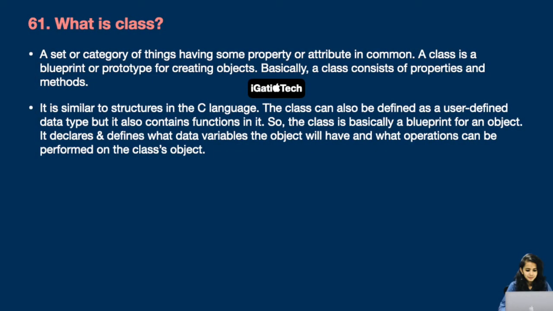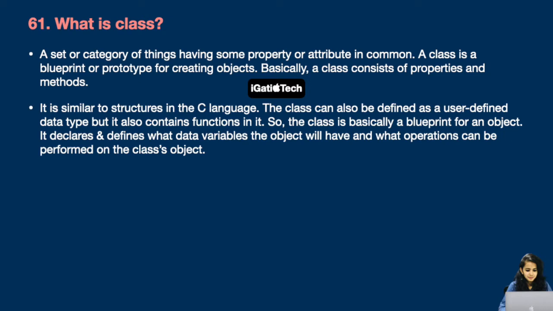Question number 61. What is class? A class is a set or category of things having some property or attribute in common. A class is a blueprint or prototype for creating objects. Basically, a class consists of properties and methods. It is similar to structures in the C language. The class can also be defined as a user-defined data type, but it also contains functions in it.